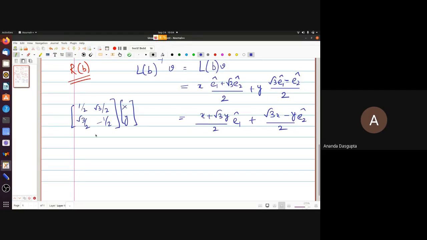So now comes this RB F1 acting on V. It will actually be F1 acting on this vector.